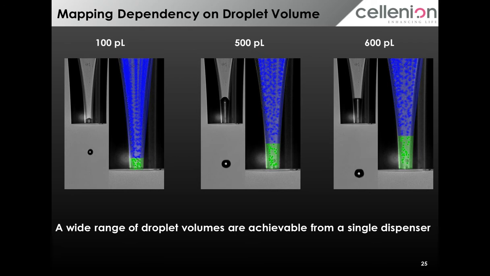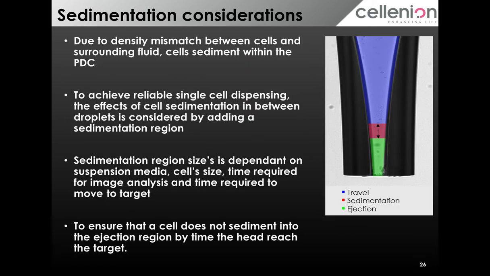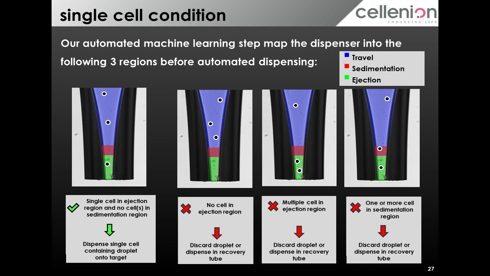Another thing we have to take into consideration is the fact that cells or any particles suspended in a medium with a lower density will tend to sediment. We implemented a sedimentation zone. This is to account for the fact that the cells will sediment in between the time we detect them in front of the camera to the time we go to the target. And basically, this gives rise to 4 different scenarios.